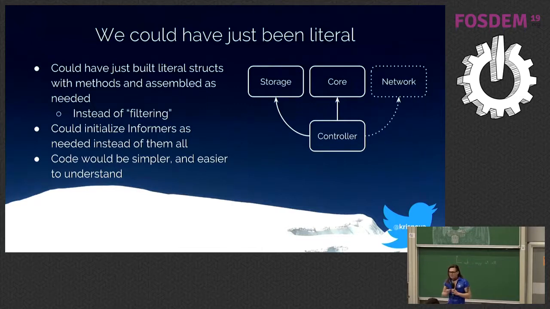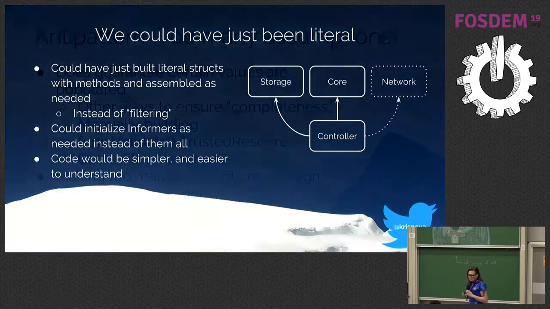Defining this literally in Go is one of the huge important features of Go. We've gone out of our way to make it a point to keep things like generics out of our code base, so that we do have to go and define things literally. We make you go define literal errors. We make you go and define literal structs. And that's one of the big features of Go. So anyway, it could initialize informers as we needed them instead of all of them, and we wouldn't be abstracting ourselves away from the code, so it would be simpler and easier to understand along the way.